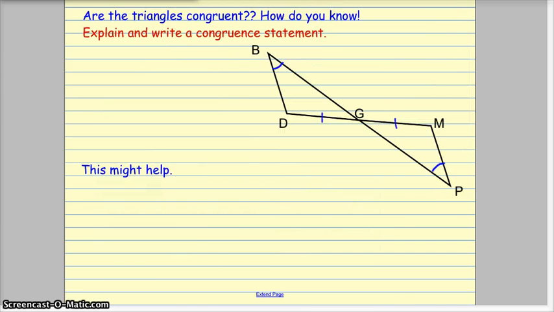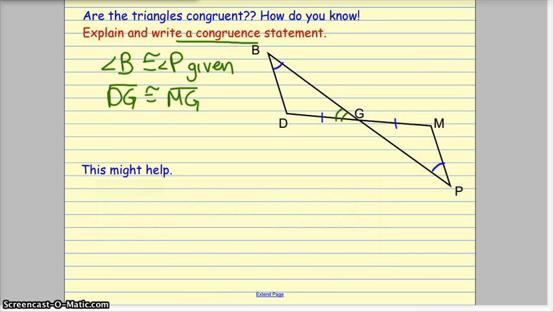Are the triangles congruent? How do you know? Explain and write a congruent statement. In order at this point in the unit to deal with congruence, we need all three pairs of angles and all three sides congruent. So far, I can recognize that angle B is congruent to angle P because it was marked, it was given to us. I know that segment DG is congruent to segment MG because it was given to us.